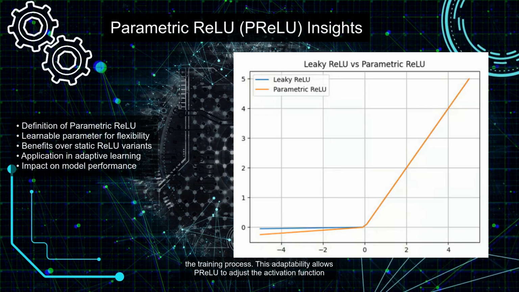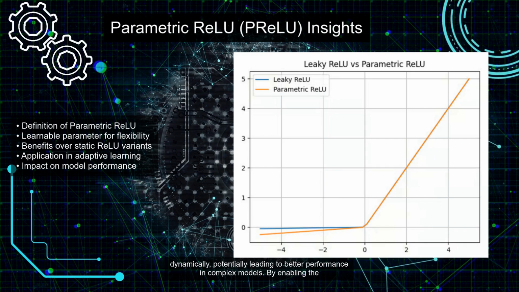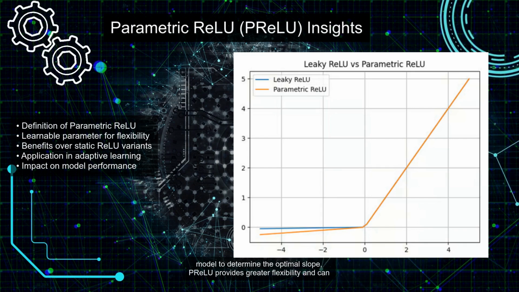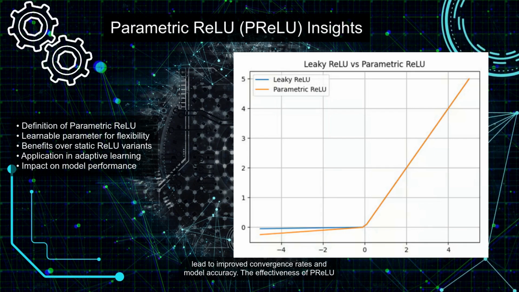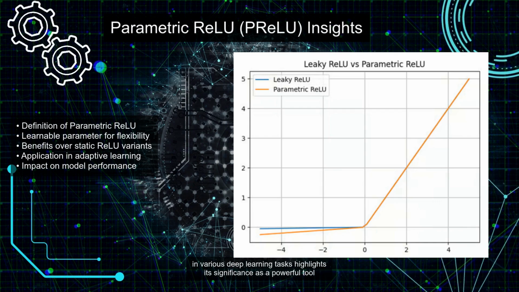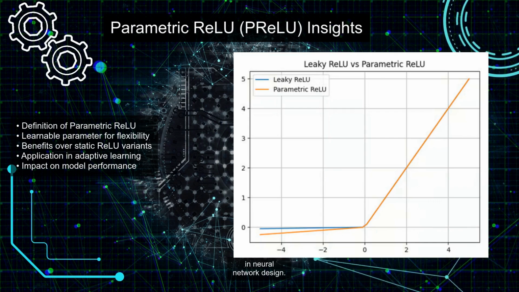This adaptability allows PReLU to adjust the activation function dynamically, potentially leading to better performance in complex models. By enabling the model to determine the optimal slope, PReLU provides greater flexibility and can lead to improved convergence rates and model accuracy. The effectiveness of PReLU in various deep learning tasks highlights its significance as a powerful tool in neural network design.